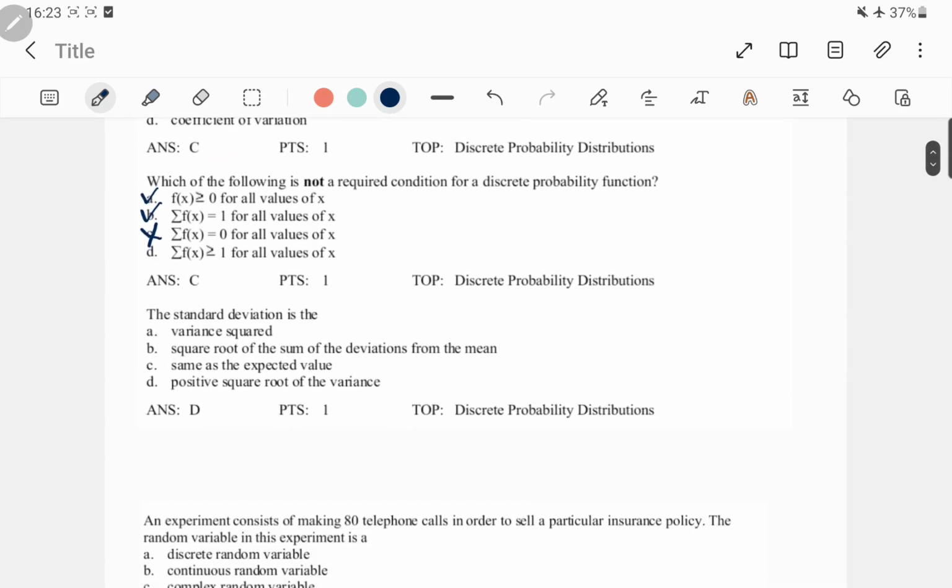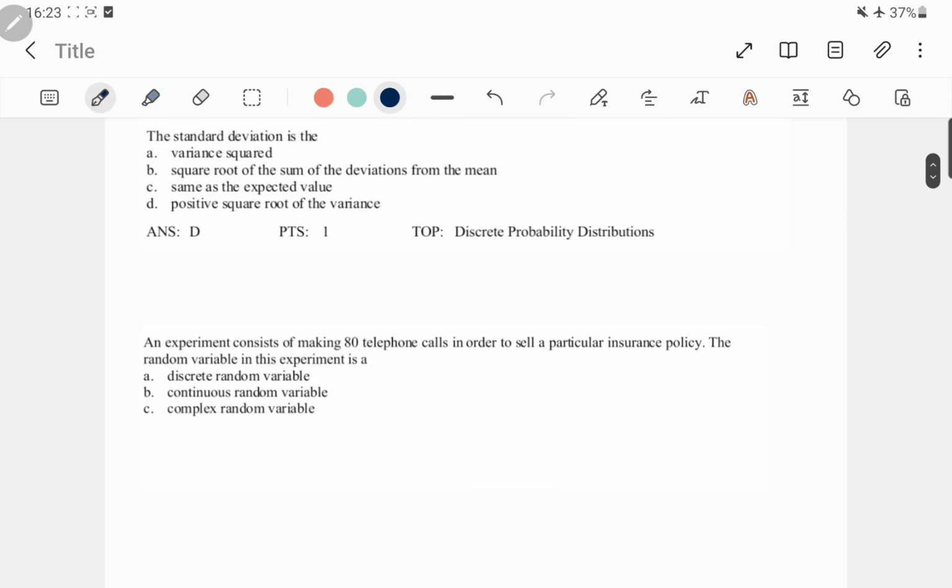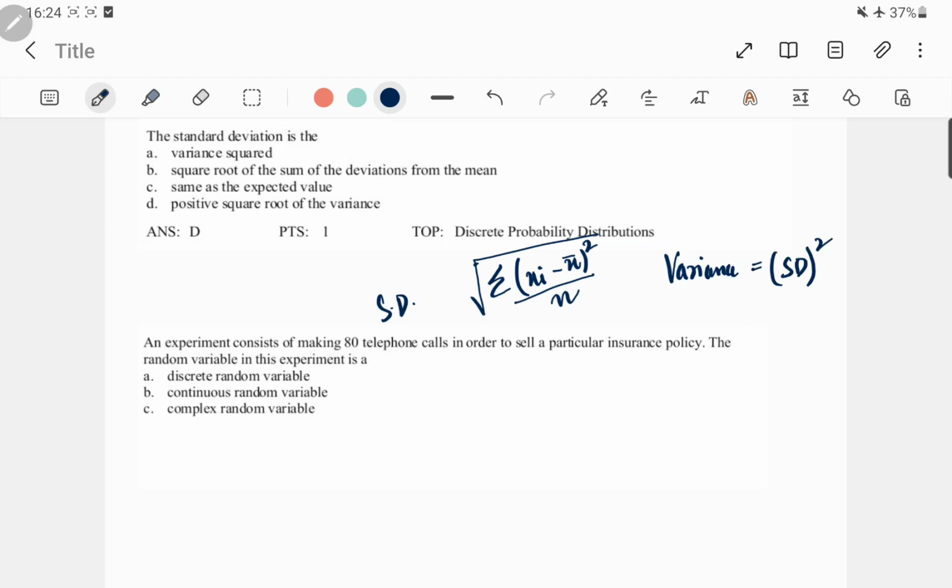Alright. Moving forward. The standard deviation is, so we know that standard deviation is nothing but the square root of summation of (xi minus x bar) whole square by n. Okay, this is your standard deviation. So it is definitely not variance squared. In fact, variance is nothing but the square of standard deviation. So the first option is wrong.